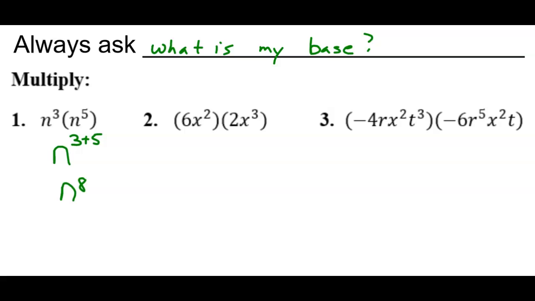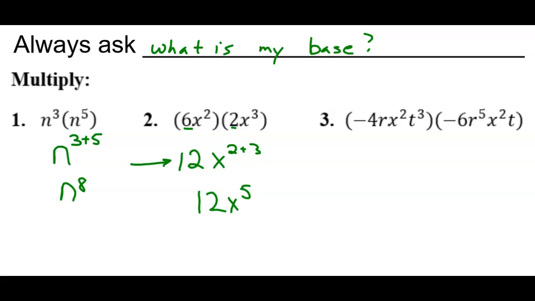Now, I am multiplying these. So what am I going to do with my 6 and my 2? 12. Then I'm going to write my base. What am I going to do with my exponents? Add them. So I get 12x to the 5th.